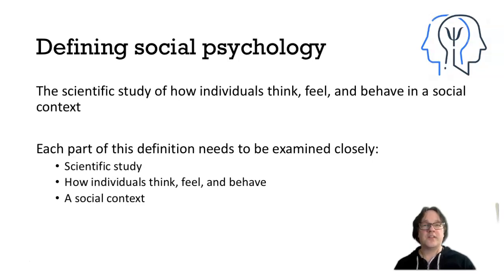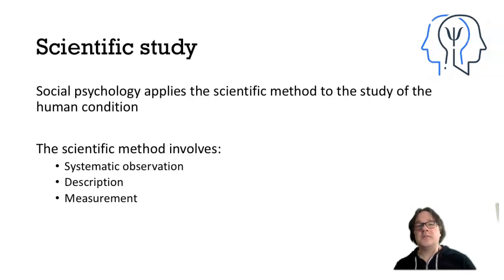However, there's some components of this definition that we should probably take a look at in a little bit more detail. First is, what do we mean by scientific study? The second is, what's this issue of how individuals think, feel, and behave? And finally, what do we mean by a social context? So let's break down this definition into a couple more manageable parts so we can fully understand what we mean by social psychology. Well, scientific study, social psychology applies the scientific method in order to study the human condition.